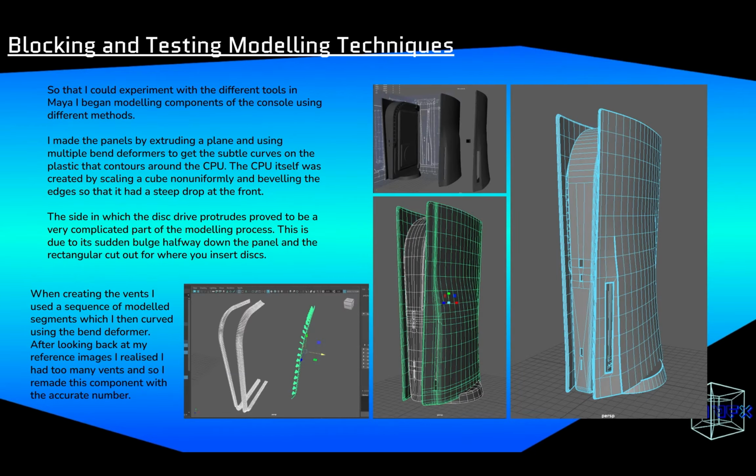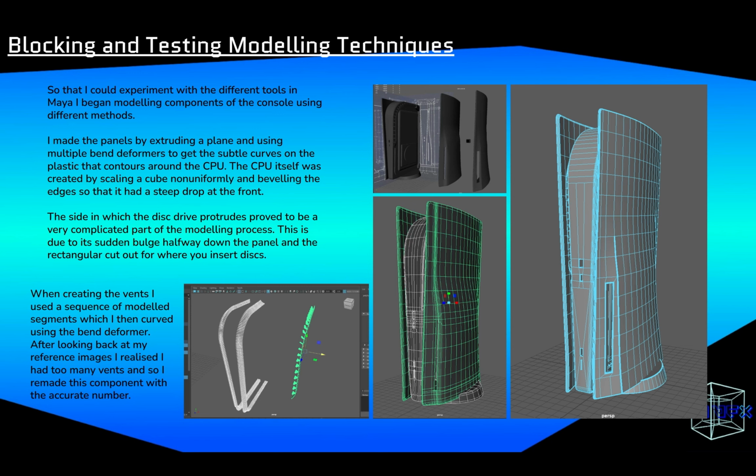So that I could experiment with different tools in Maya, I began modeling components of the console using different methods. I made the panels by extruding a plane and using multiple bend deformers to get subtle curves on the plastic that contours around the CPU. The CPU itself was created by scaling a cube non-uniformly and beveling the edges so that it had a steep drop at the front.